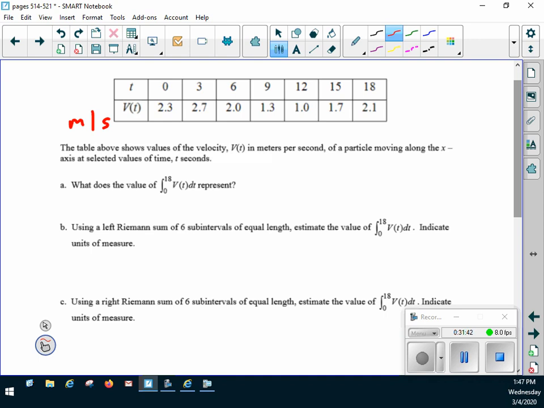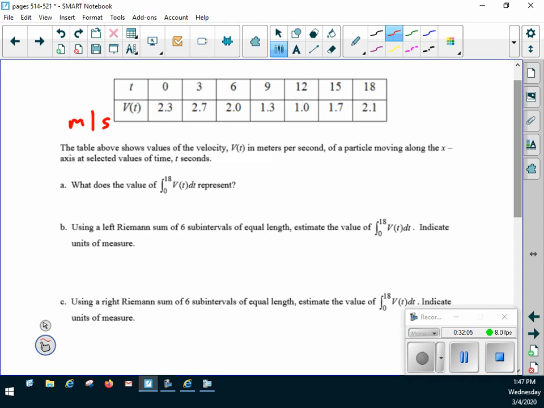Total? Net? Net distance traveled in the first 18 seconds. But what do we know about net distance and total distance on this one? They're the same thing because the y values are always positive. So this is the net distance, in this case also the total distance.